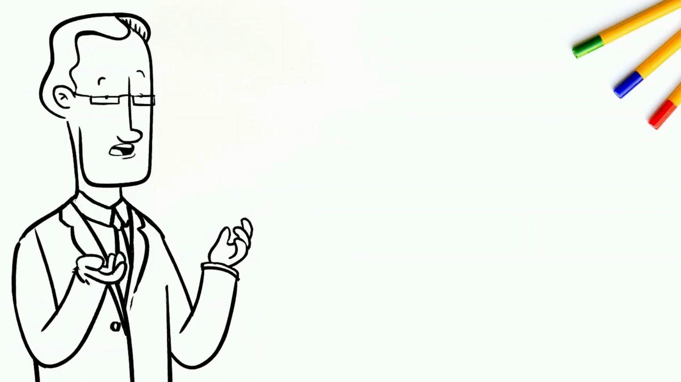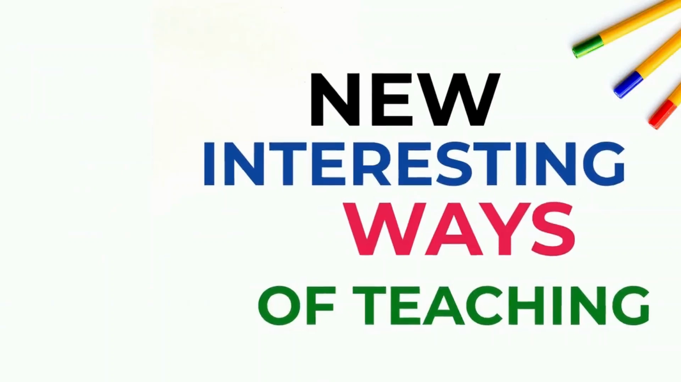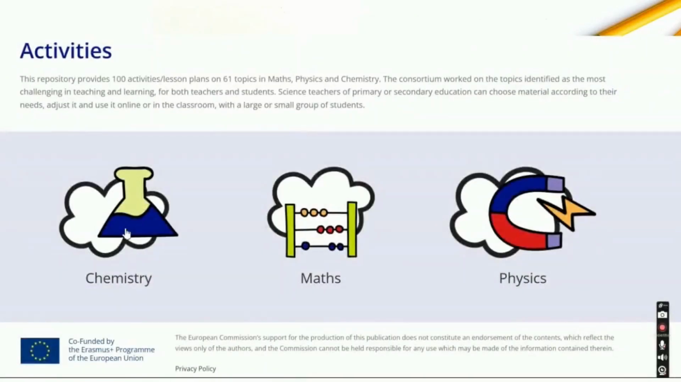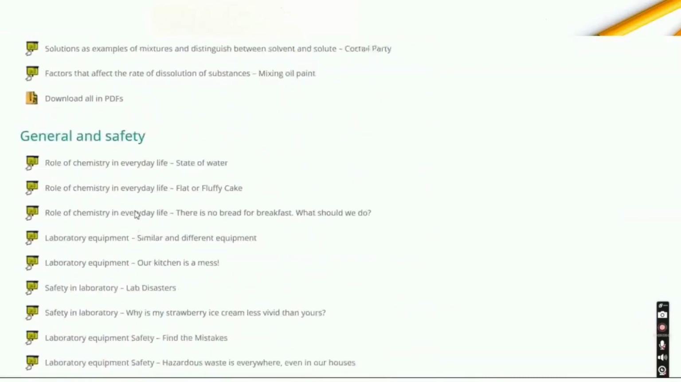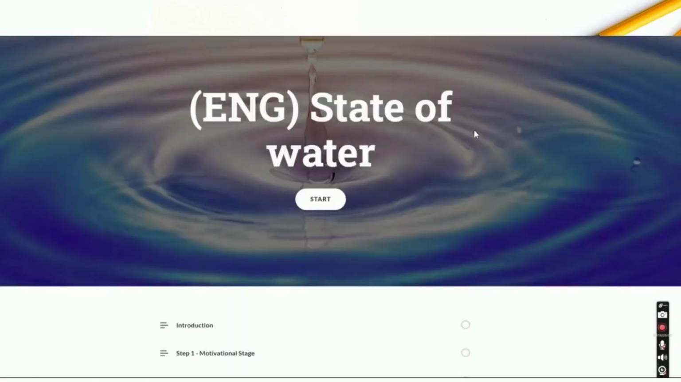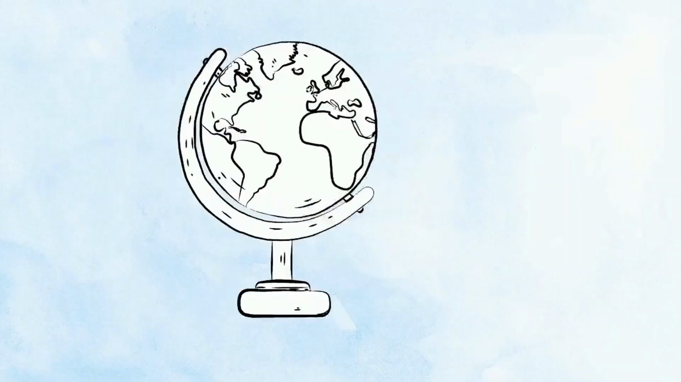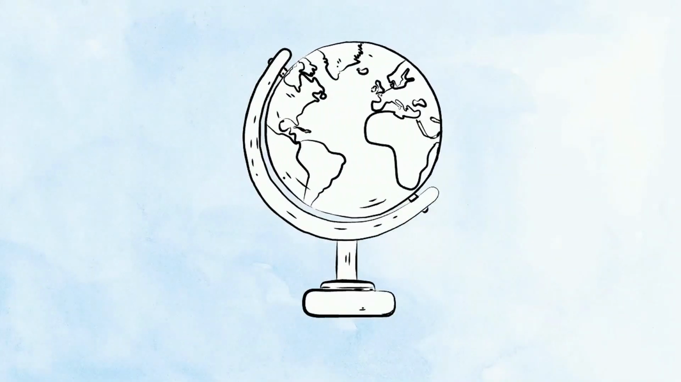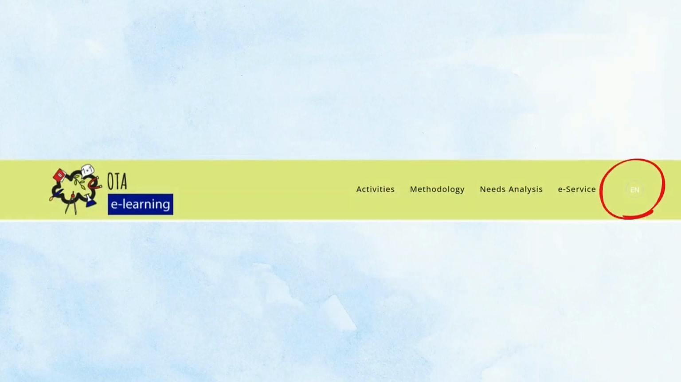The school year has just started and I am looking for new interesting ways of teaching about laboratory equipment and safety. I can click on chemistry and then find the topic of the curriculum I want to teach from the menu, in this case, general and safety. Here I see 6 different activities I can choose from. I can download, adjust them accordingly and use them in class or online. Remember, all activities are translated in Greek, Slovenian, Italian and Finnish. All you need to do is choose a language from the language menu on the right.